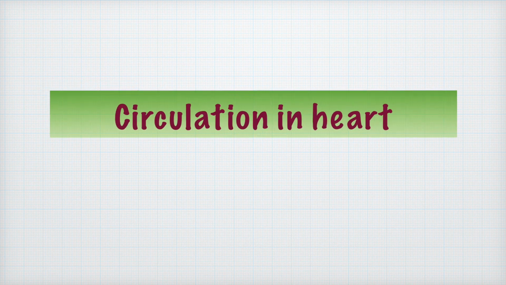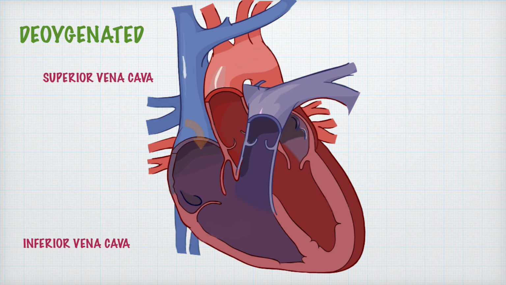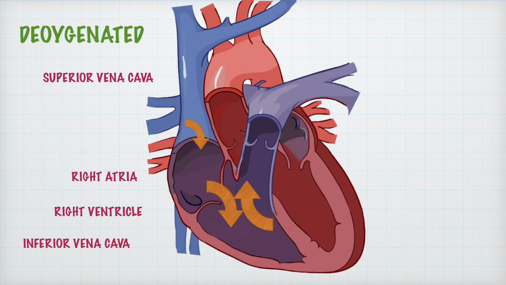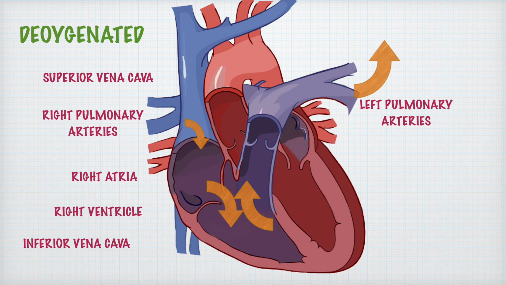Now let us see how the blood circulates through the heart. Circulation in heart. To begin with, let us see the blood flow through the right part of the heart. As you know, the right heart deals with deoxygenated blood. Firstly, the superior vena cava and the inferior vena cava carry deoxygenated blood from different parts of the body to the right atrium. From there, it flows to the right ventricle, and from the right ventricle, the right pulmonary artery and the left pulmonary artery carry this deoxygenated blood to the lungs.